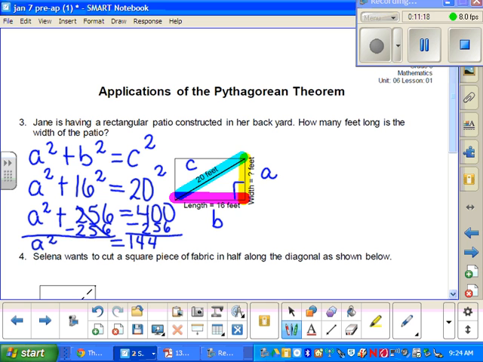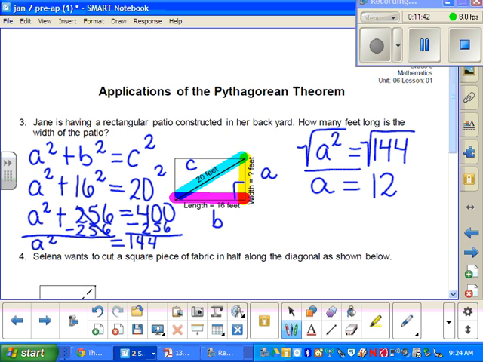Now, 144 is not the width of my patio. 144 is A squared. So now I'm going to take the square root of both sides. So if I take the square root of A squared, I get A. And if I take the square root of 144, I get 12. So my width of my patio should be 12 feet.